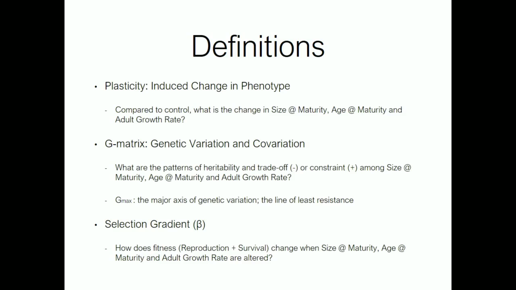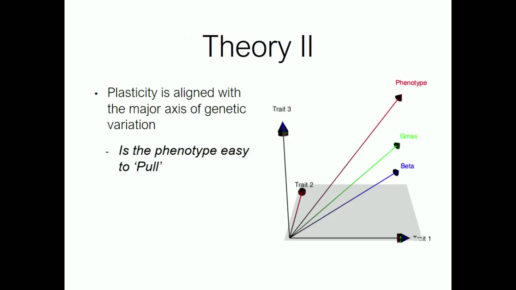I'm going to give you some data on all of these, and then we're going to move into evaluating the ultimate question, which is formed of two parts of theory from a paper by Paul Draghi and Mike Whitlock. The first idea is that all of these changes that can happen due to predator-induced plasticity may align the phenotype with this major axis of genetic variation.